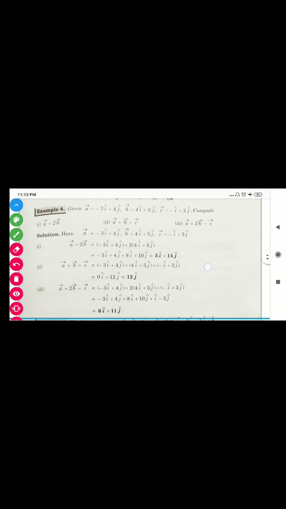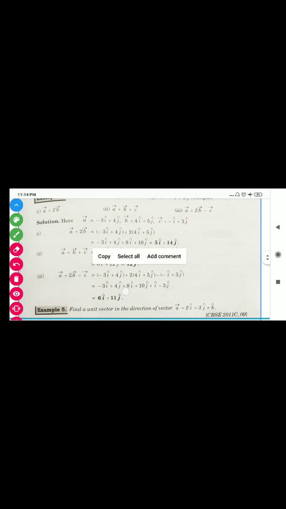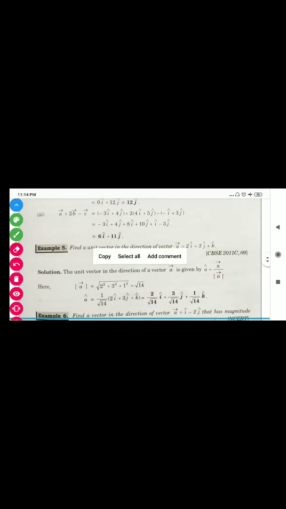Now students, look at question number 4. This is very easy. Given vectors a, b, c, we need to compute a plus 2b. Students, this is a very simple question. We need to just put in the values of vector a and vector b, and after that add the same components, so we get 8 minus 3, which is 5i. In the same way, we add the j components, and if we have k, then we must add k. By using the same concept we can solve the second and third parts as well.